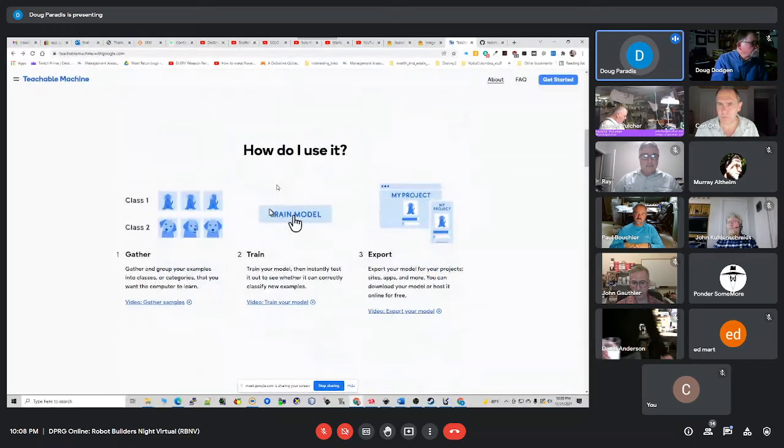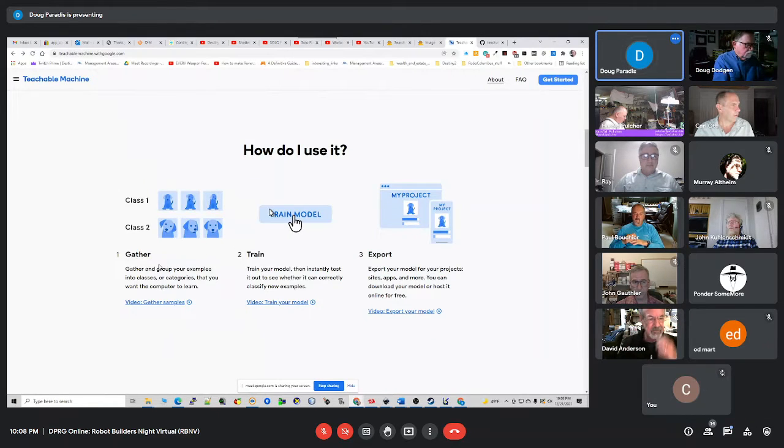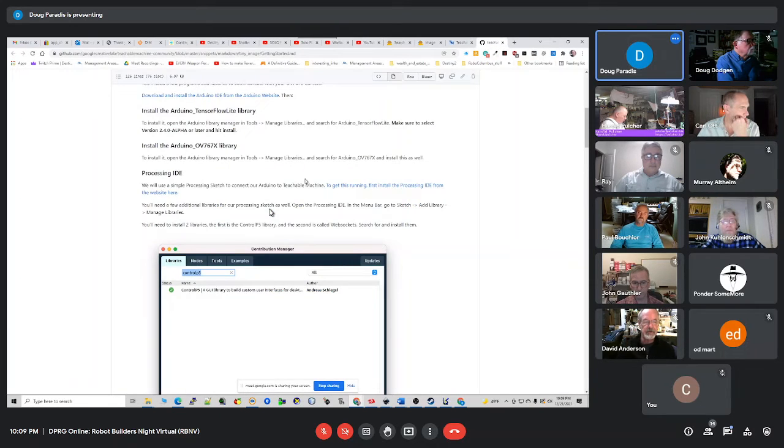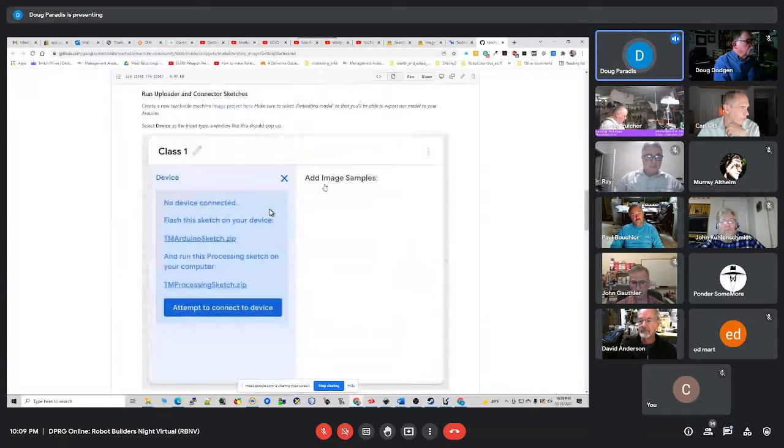So here's basically the whole idea. You gather your images, and I think they have a preconditioner so that your images are the right size. For example, for the embedded, they're 96 by 96 in grayscale. For the regular ones, I think they're about 250 by 250 in color. Has anybody had any run with this at all?